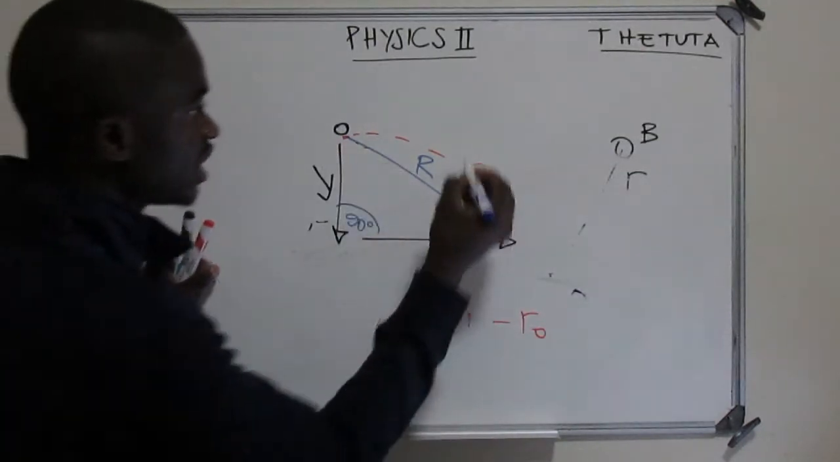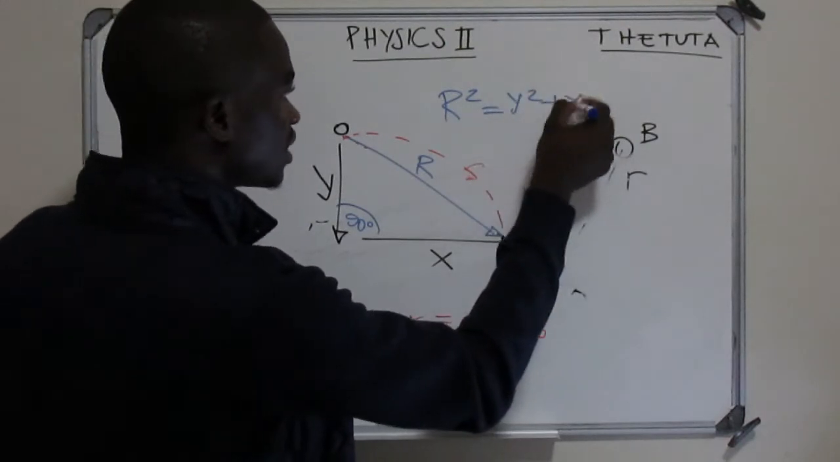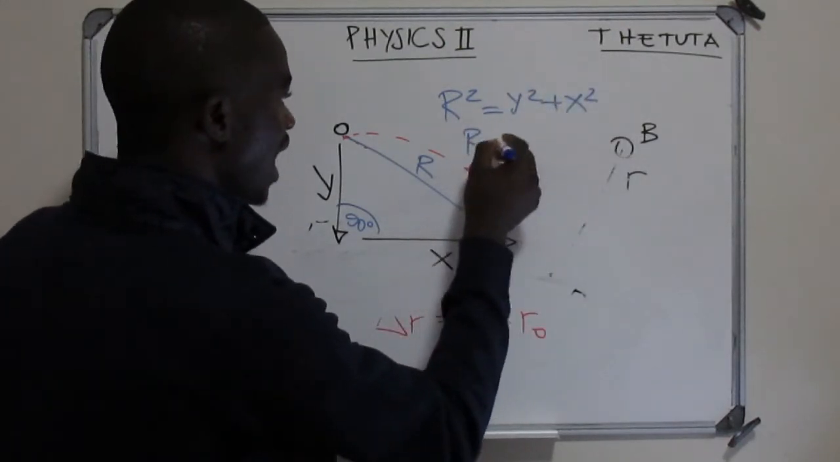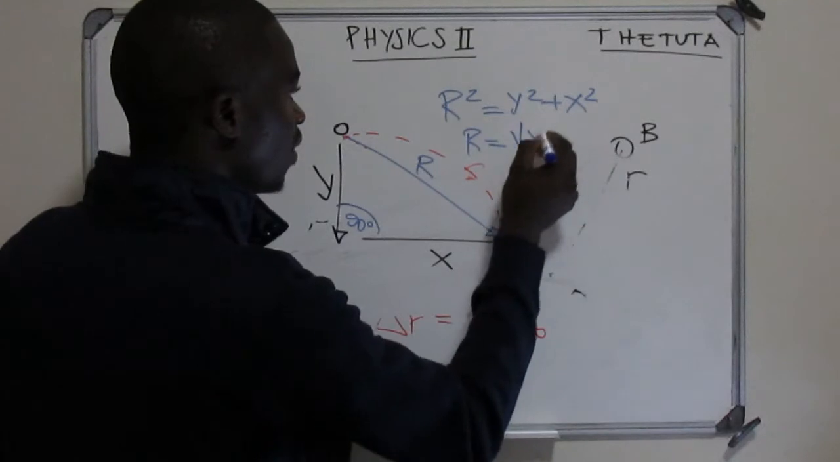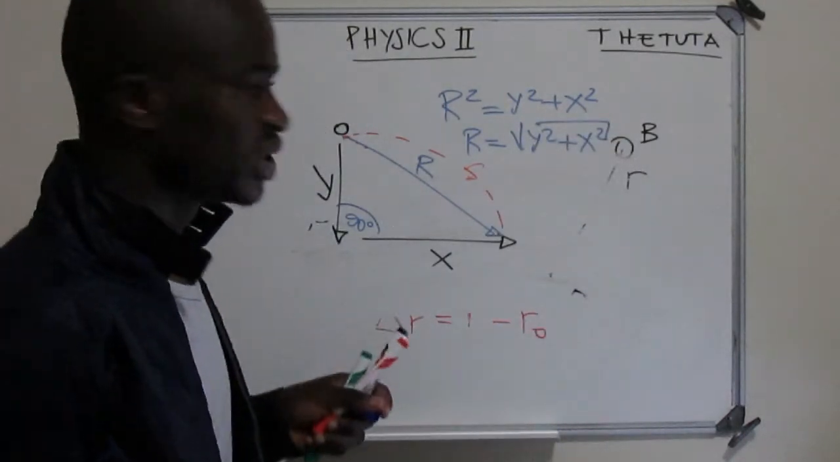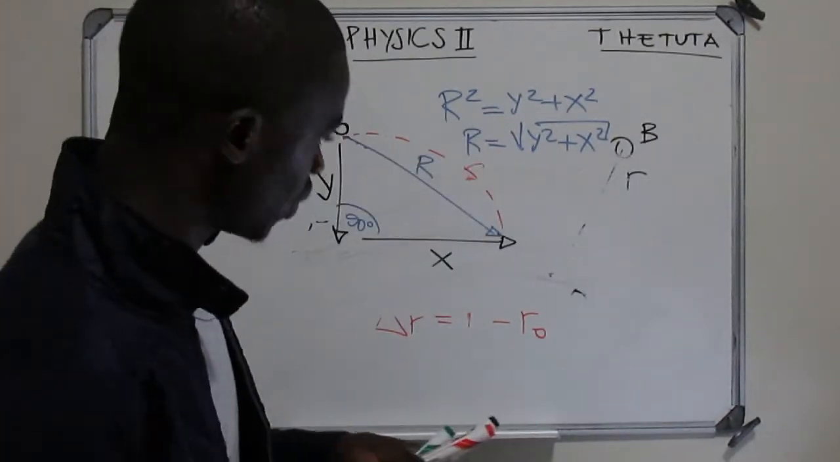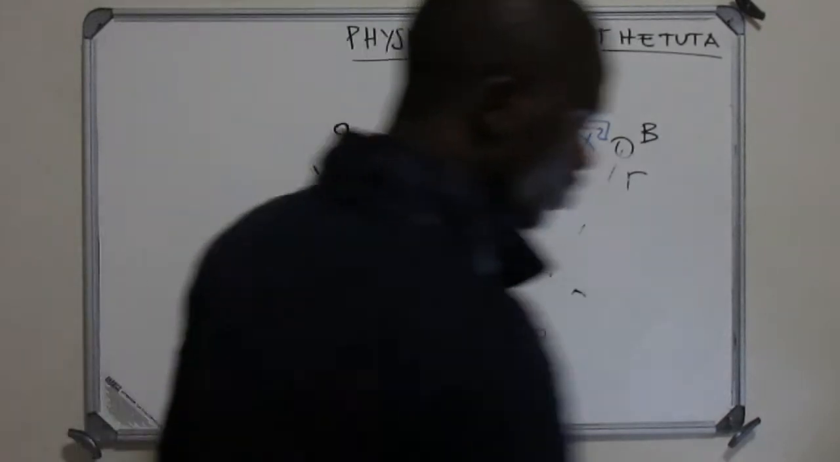So what about that? It's going to be r squared, given by y squared plus x squared, and therefore our r, which is the displacement, is going to be the square root of y squared plus x squared. So this is a displacement in 2D. We're just going to be playing around more often with this formula, so this is one of the formulas that you can keep in mind.